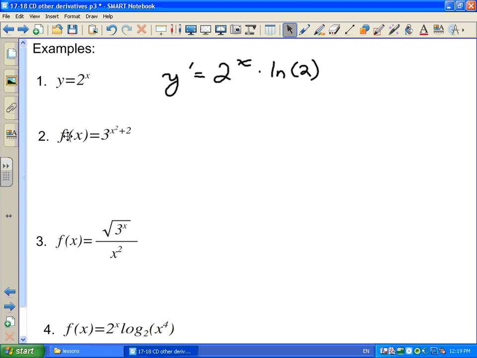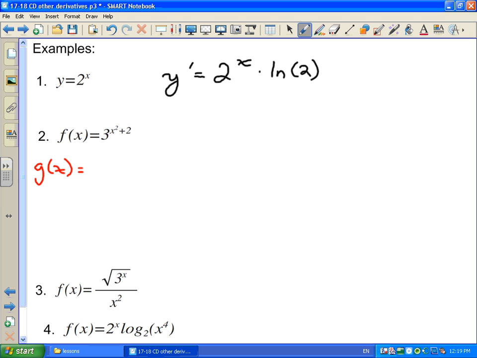So the next one here, we've got a bit of chain rule happening here. Our function f at x is 3 to the exponent x squared plus 2. So let's identify first what is that inner function g at x. Well, it's up there in our exponent. It's going to be x squared plus 2. We're going to need the derivative to do the chain rule, so g primed at x is just 2x.